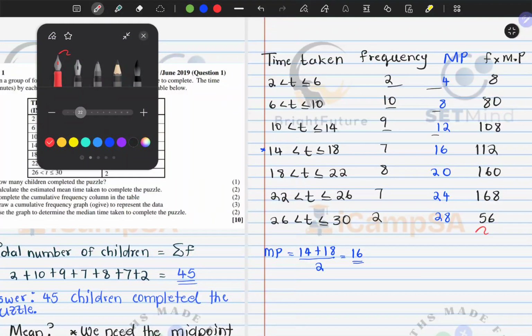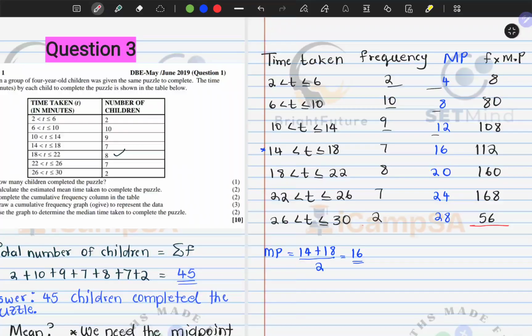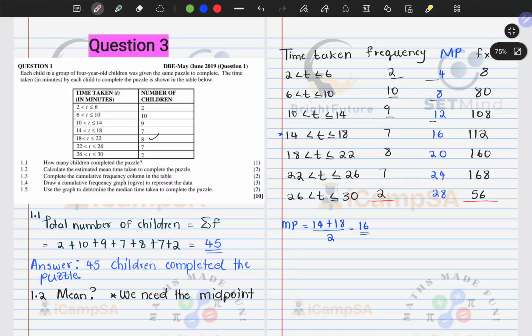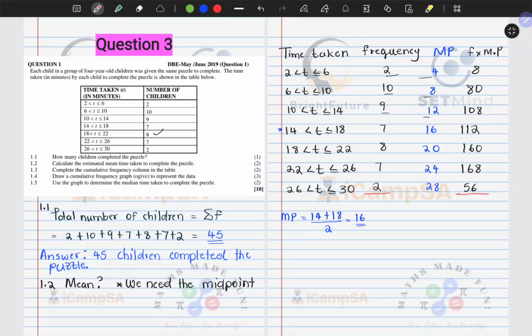So what I'm going to do is sum this and sum that. The sum of these frequencies, which is the number of learners, is going to be 45. Then we can sum the other part: 8 plus 80 plus 108 plus 112 plus 160 plus 168 plus 56. What we end up getting is 692.